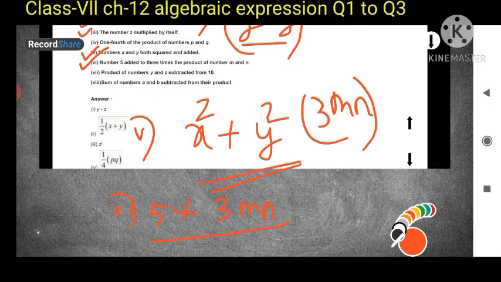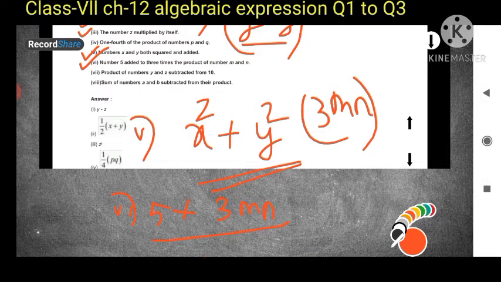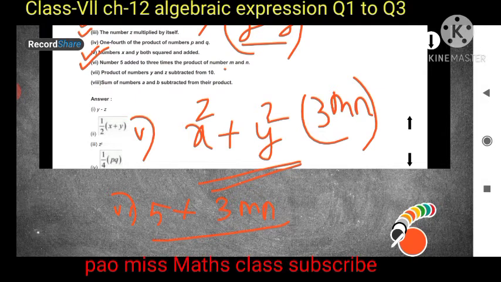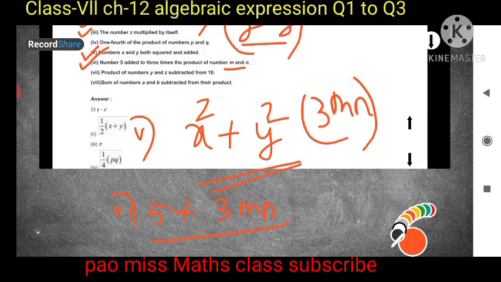So times means multiply, and product is also multiply. 3 times means 3 multiplied with the number, with which number? With the product of m and n. That means 3mn will be your answer.